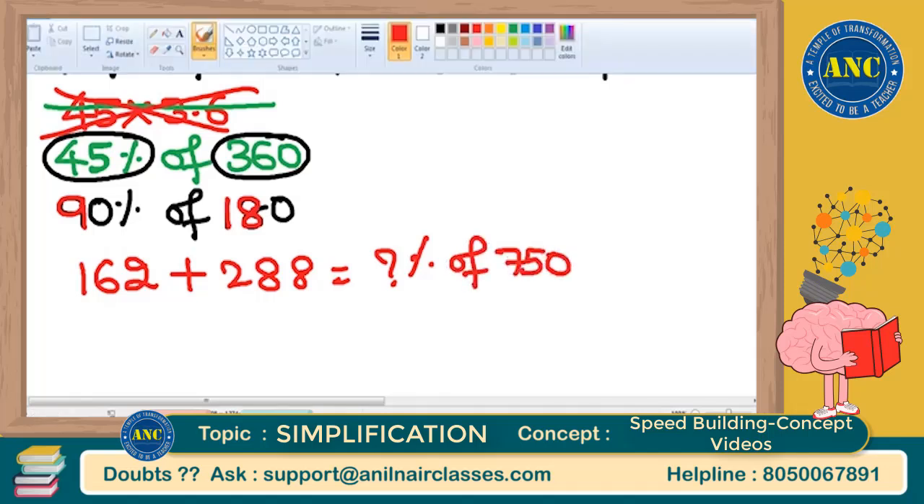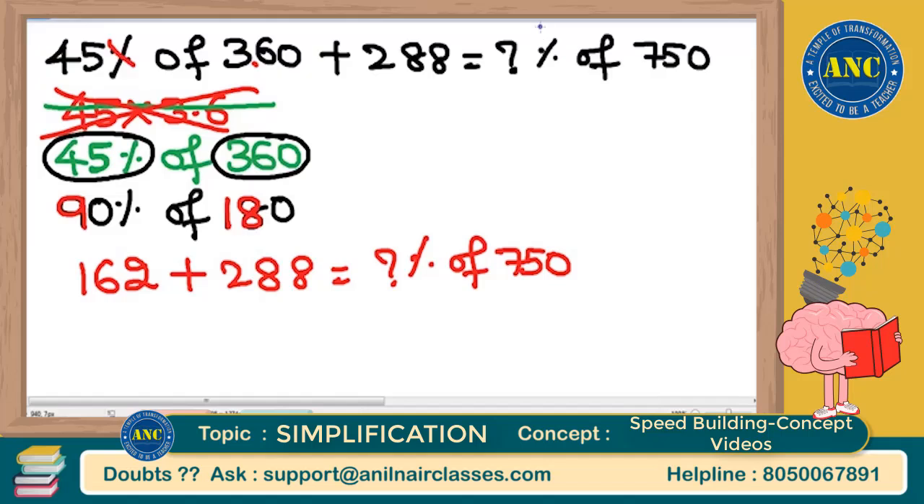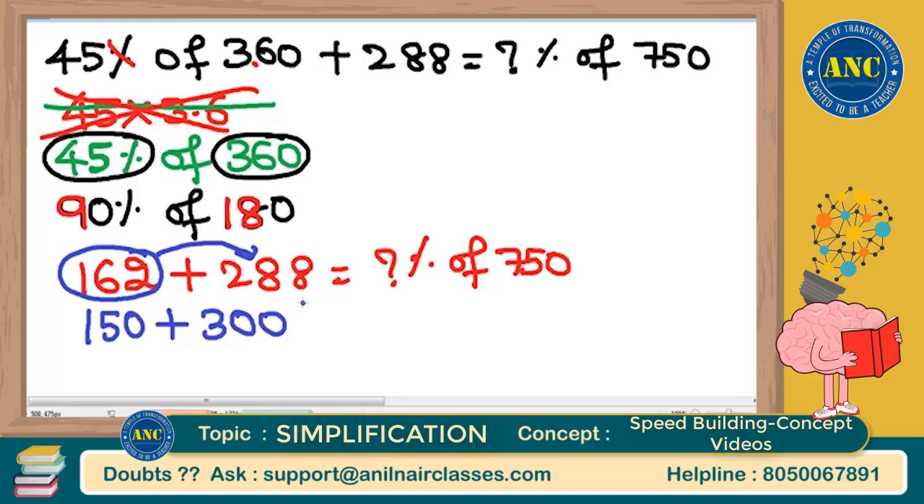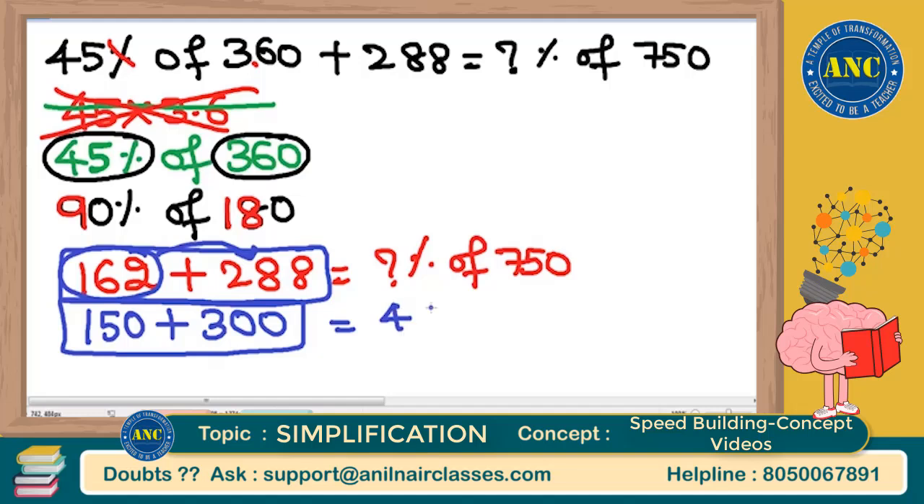Now again my intention is to make you realize that let us use some fancy numbers. I don't want 162. I have 12 rupees extra in this person. Shift this 12 rupees to this person. This person becomes 150. This person becomes 300. It is very easy to add 150 and 300 compared to 162 and 288. So 150 and 300 is 450. 450 is equal to question mark percentage of 750.